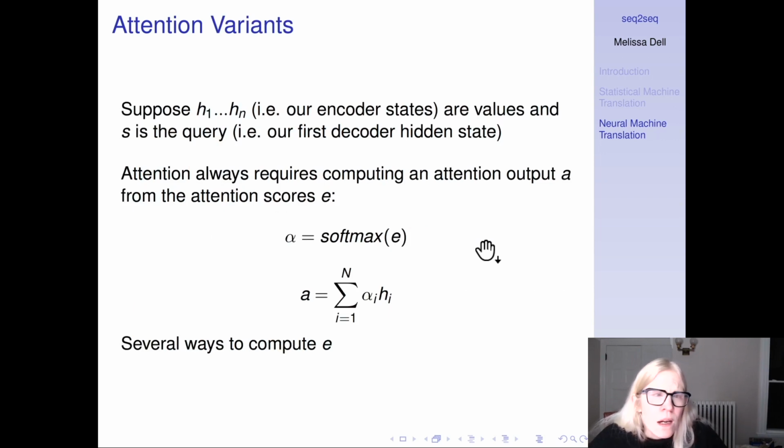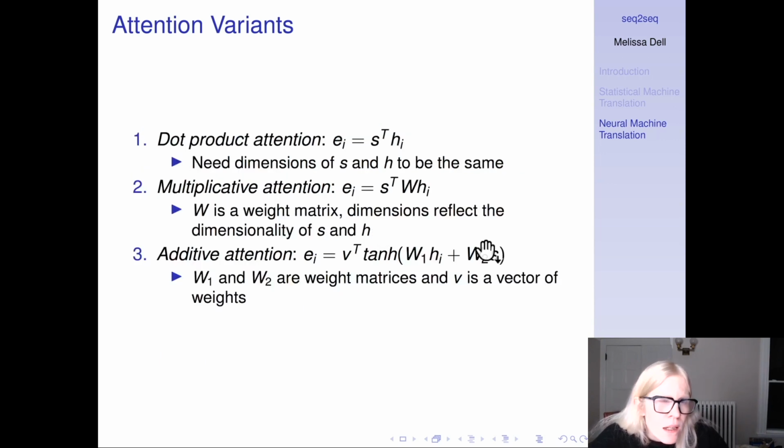So suppose that h1 to hn, which are encoder states, are the values, and s is the query. In the example we saw, that was our first decoder hidden state. Attention always requires computing an attention output, a, from the attention scores, e. And there are several different ways to compute these attention scores. You could have dot product attention if the dimensions of s and h are the same. That was what I showed in the example. You could have multiplicative attention. You could have additive attention.